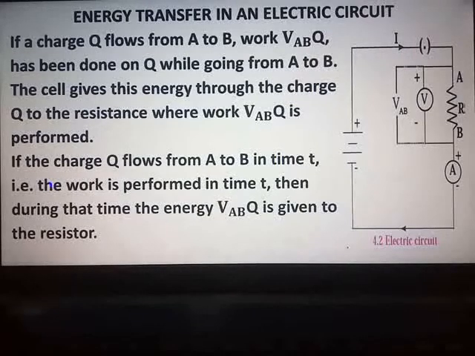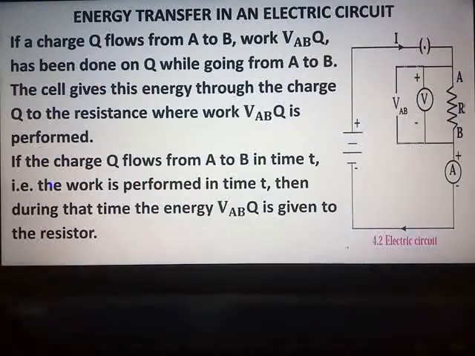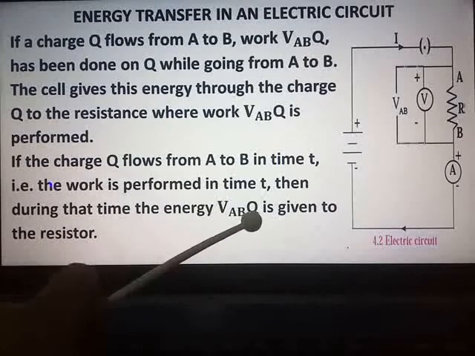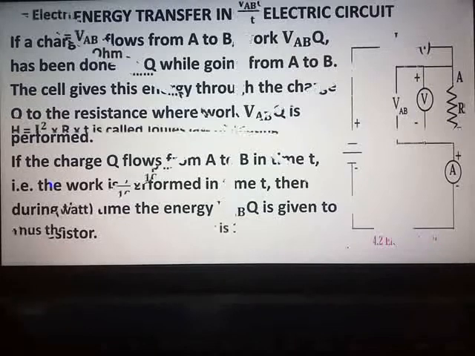Now if the charge Q flows from A to B in time t, that is, if the work is performed in a particular time t, then during that time the energy VQ is given to the resistor. This energy is received by the resistor and it is converted into heat energy, and hence the temperature of the resistor is increased. Now let us see how to calculate the amount of heat generated.